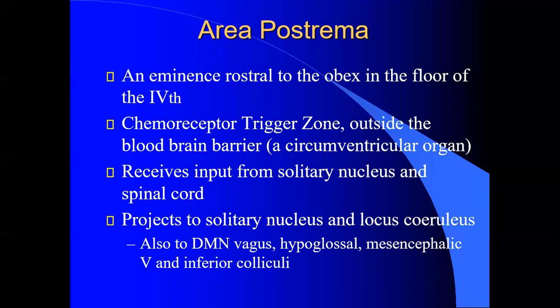Speaking of the area postrema, not a neurologist's favorite structure, because we feel so bad for our patients when they have lesions in the area postrema. They're sick as a dog, throwing up, which is what the area postrema is for. It's actually there to cause you to throw up. Why would you want to throw up? Well, if you eat the wrong thing, you want to throw up quick. That's what you want to do.